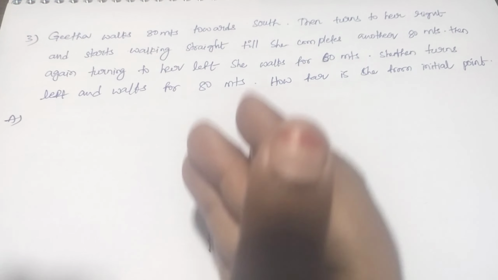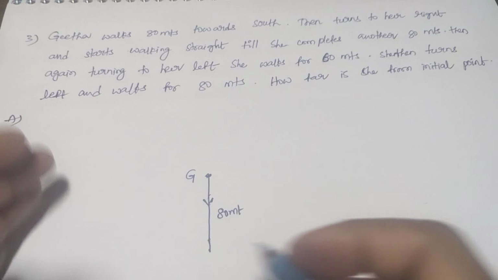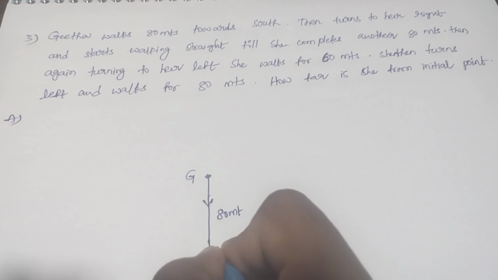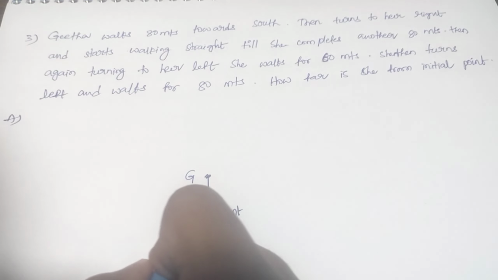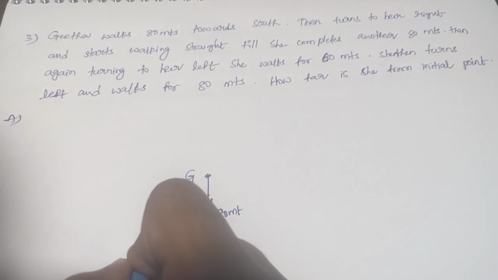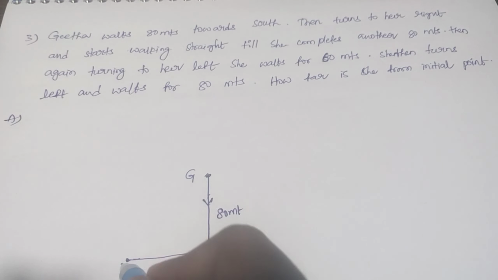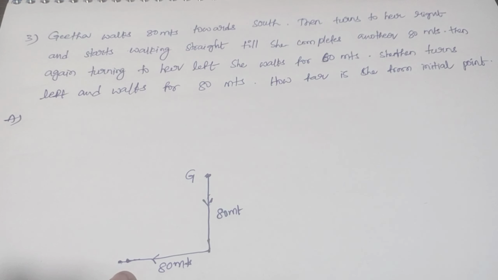Okay. From this point, she turns right. Now, Geeta is in which direction? South direction, right? Her right is our left, while she is facing in south direction. Okay. Our left. Okay. From this point, we have to go left till 80 meters. Again, 80 meters. Got it? So, give this arrow. Why? Because she is walking in this direction.